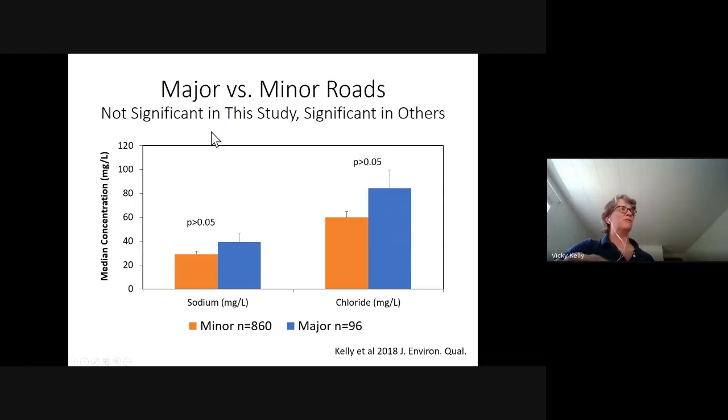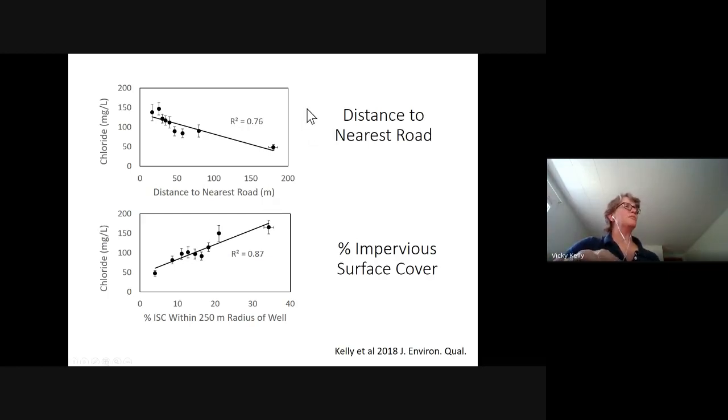I'll point out that while we found no significant difference, other studies have found that the concentrations of salt in groundwater adjacent to major roads are significantly higher than in groundwater adjacent to minor roads. All right. What we did find that was important was that these two metrics made a difference: distance to the nearest road and the percent impervious surface cover.